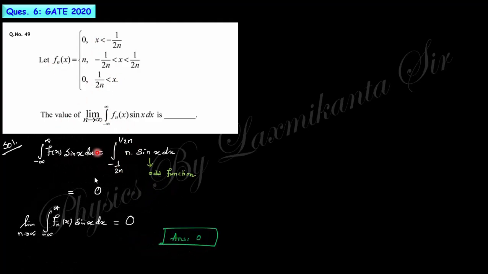Next one: let f of x be this, then the value of the limit of this. First we can find this integral of an odd function. You can see the integral is non-zero within that limit, and in this function sin x is an odd function, and the limit is minus a to plus a, so this will be 0 by the property of definite integrals. You can remember that this is 0, so the limit of 0 will give you 0. So the answer of this question will be 0.